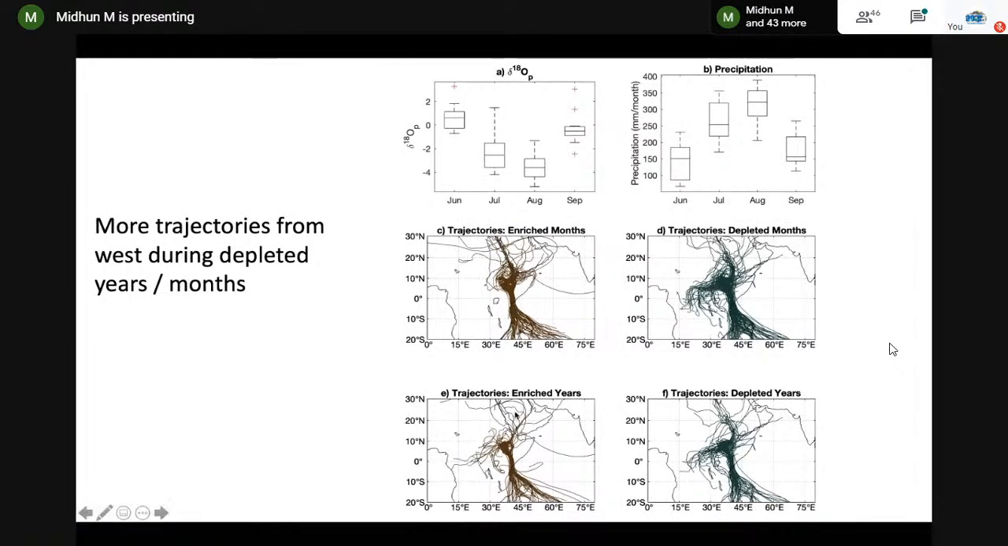When I did it on an interannual time scale, like for the enriched years and depleted years, this effect is still there. During depleted years, you get more trajectories which are actually coming from the west. So this westerly component is reflected as a negative isotopic anomaly in Addis Ababa delta 18.